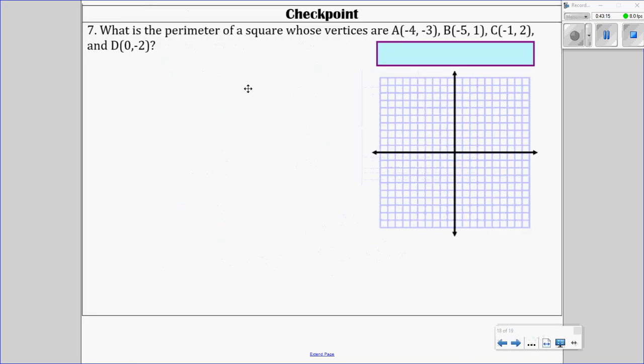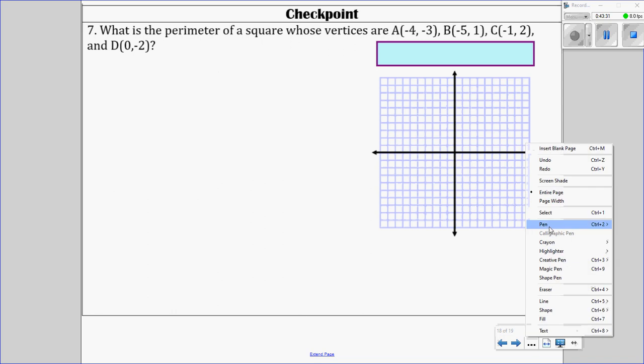All right, we're going to do one more. This one is, what is the perimeter of the square whose vertices? Vertices are where two lines meet. They intersect at that point. It would be the vertex for singular. Vertices is plural since there's 4 of them.